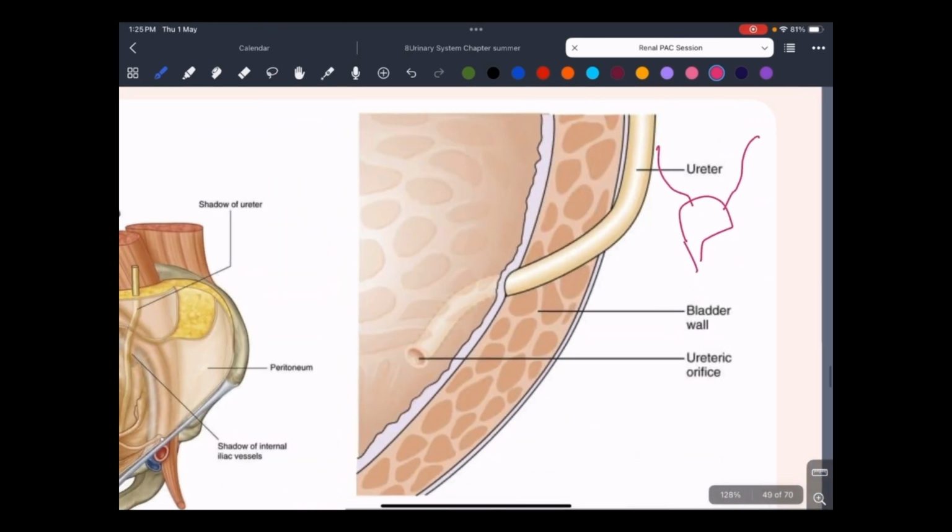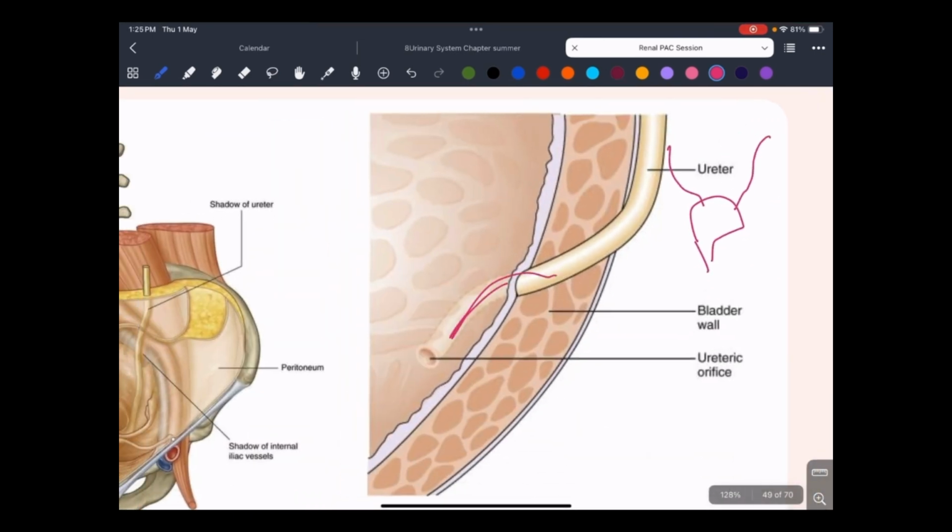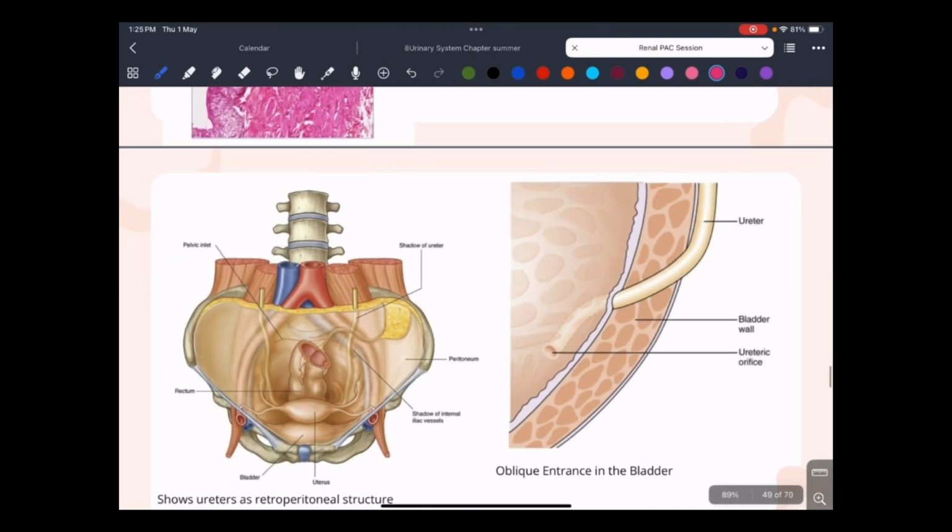They enter, look at the angle here, obliquely. Look, they're going like this. Subhanallah, the greatness of the Creator. Why does this happen? Imagine, this is the bladder wall, and we're going to talk about it. It's a very muscular wall. And we're going to talk about the bladder, micturition and urination.